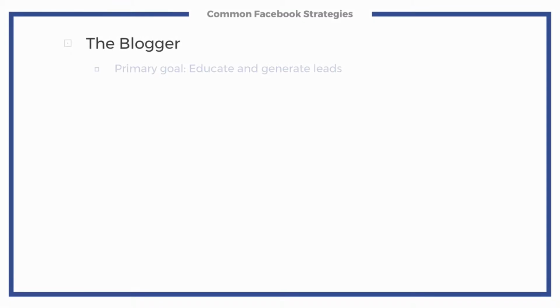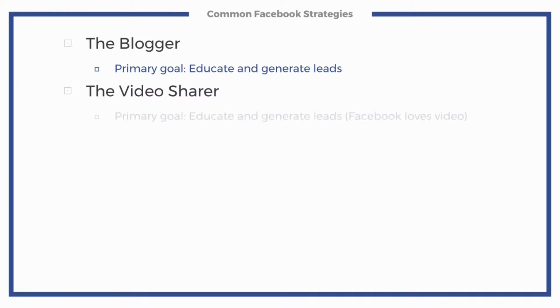The blogger. So the primary goal of the blogger is to educate and generate leads. So how this might look is anytime you publish a new blog post or a resource or an article on your website, you're going to go on Facebook to drive people over to the website, the blog, to have them opt into your newsletter or your email list, so then you can do your selling there. The video sharer, that is somebody whose primary goal is to educate and generate leads, very much like the blogger, but with a slight twist.